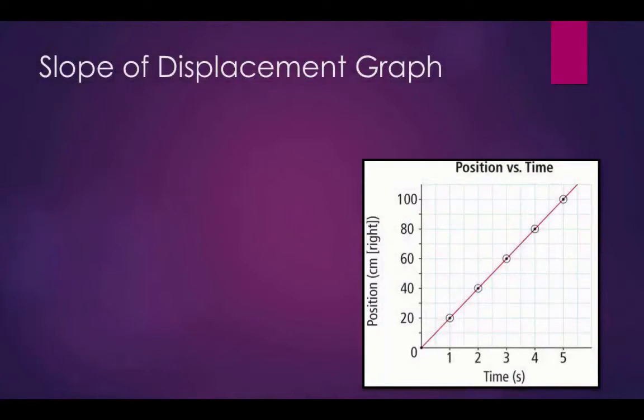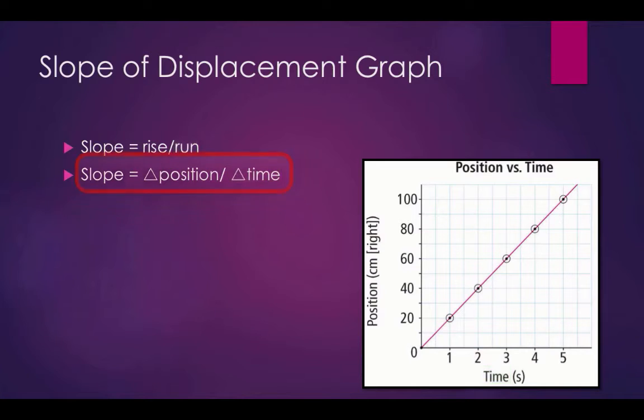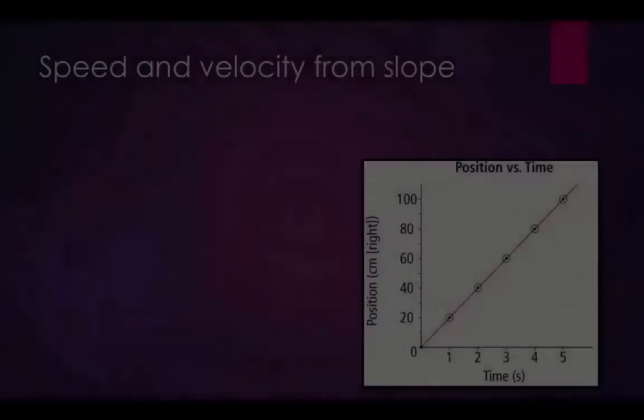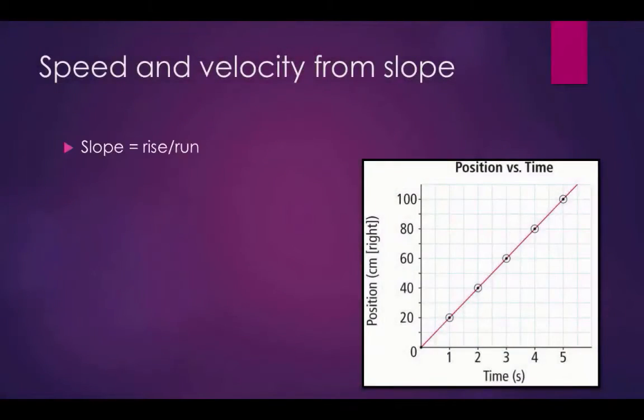Since the line of best fit is a straight line, we can calculate slope. Slope is rise over run. If you look at the graph, you can see that rise is position and run is time, so slope is position over time. The unit for rise is centimeters to the right, divided by time, which has the unit seconds. Centimeters per second is the unit for velocity. So slope equals velocity. Let's use the slope equation to calculate the velocity.